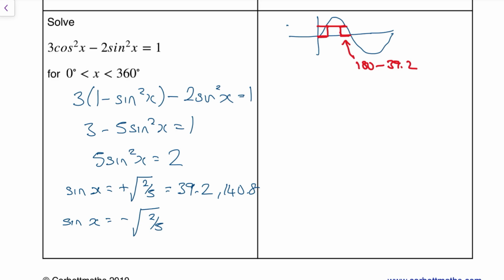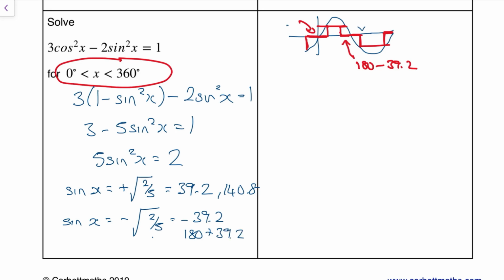This is the difficult bit. If I put inverse sine here, this gives me minus 39.2, which is actually this value here. But I want these values here because I need them to be between 0 and 360 because that's what the question says. So what I'm going to do is recognise that each of these things here is 39.2. So that's 39.2 and that's 39.2, which means my other answers are going to be 180 plus 39.2, in other words this one here, and 360 minus 39.2. Work these out and I get 219.2 and 320.8.